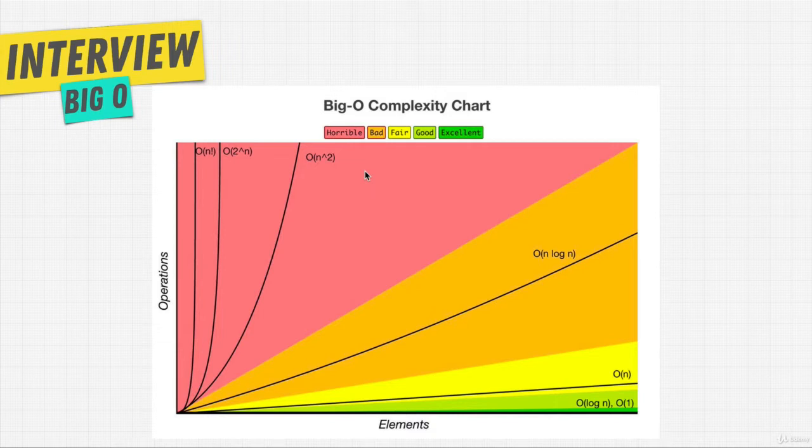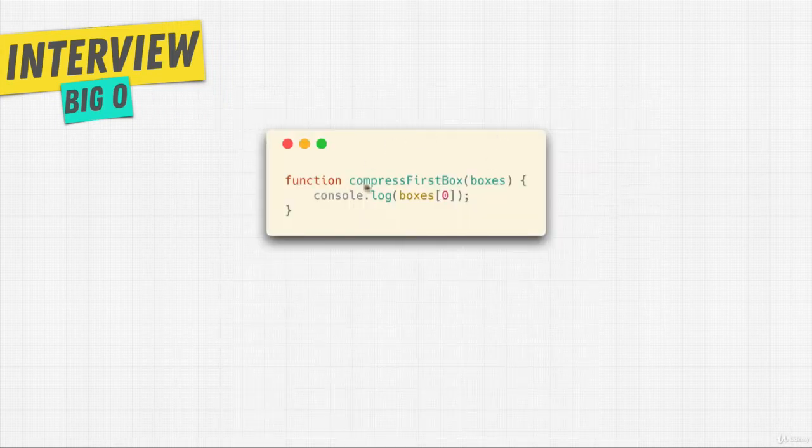What happens if we have a function like this? A function that says compressed first box that receives an array of boxes. And this function simply has console.log boxes 0. So it's logging out just the first item in the box. What would you say the big O of this function is? How many steps or operations does this function take if the boxes increase from 0 to maybe 10, to maybe 100, to 100,000? What would happen here?